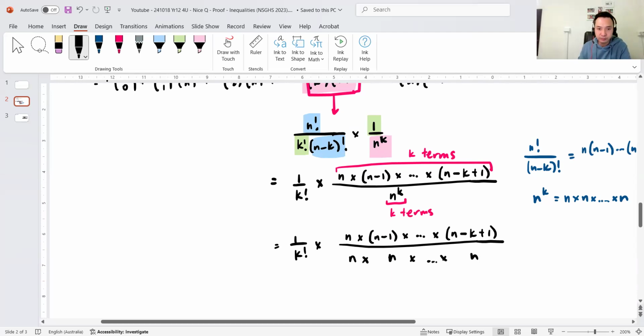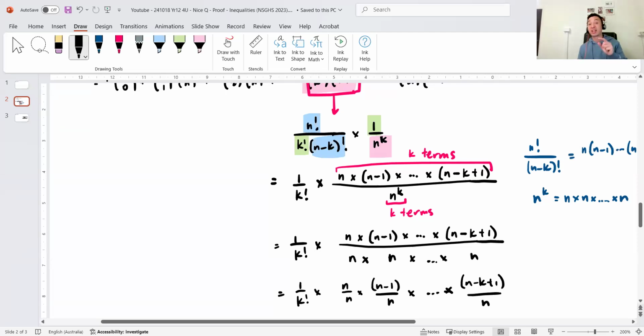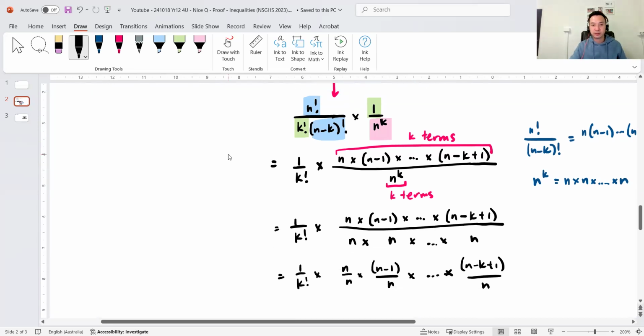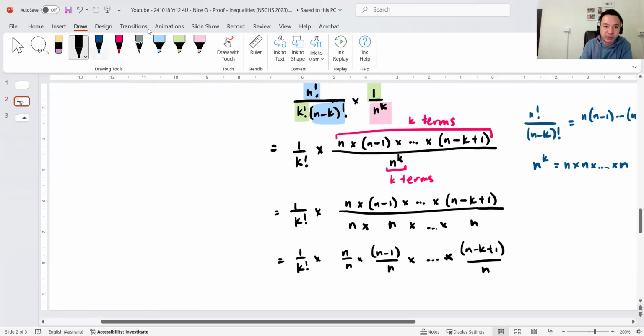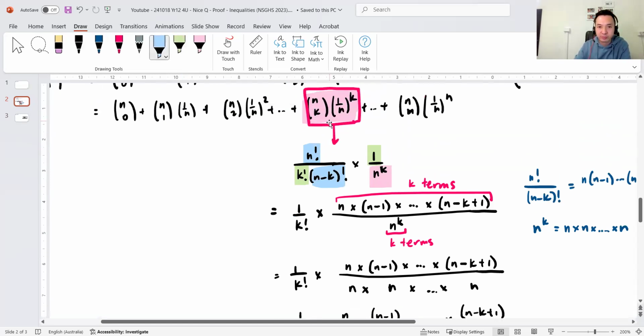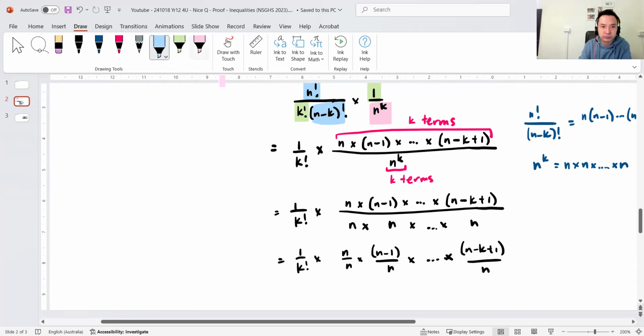I'm going to break up the fraction. It'll be 1 on k factorial times n on n times n minus 1 on n times dot dot dot times n minus k plus 1 on n. That's important, because now I've got this whole general term of this pink part equal to 1 on k factorial multiplied by a string of these other fractions.